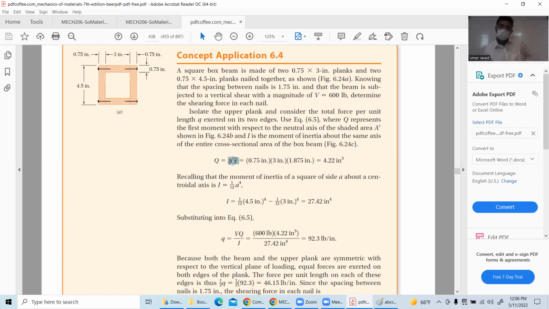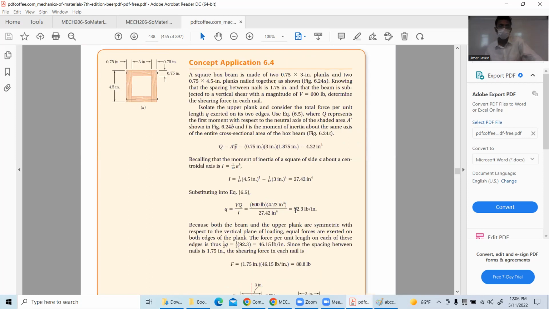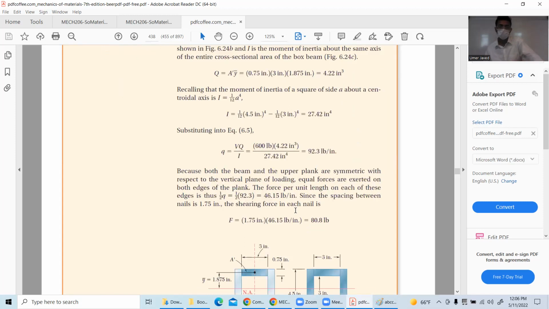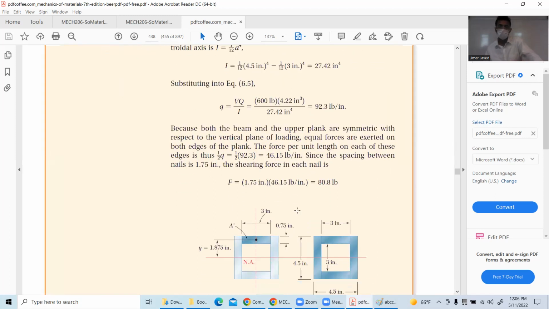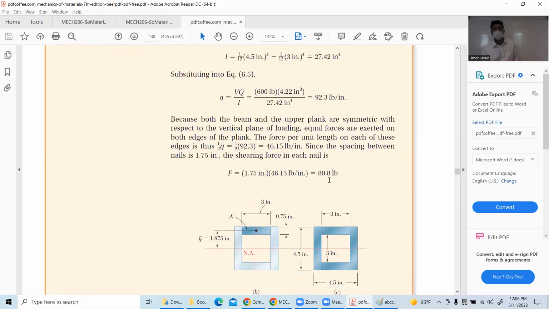Did everyone understand why this is Y bar? Everyone? Can I ask something, please? In this situation, why is the neutral axis vertical? I don't understand. I never said that the neutral axis is vertical. Who said that? At first, that's what I understood.